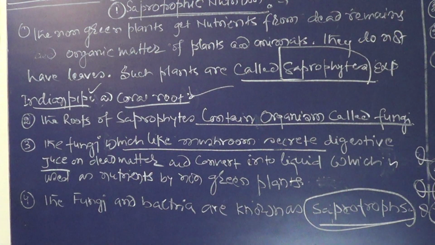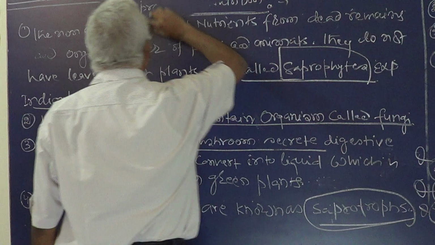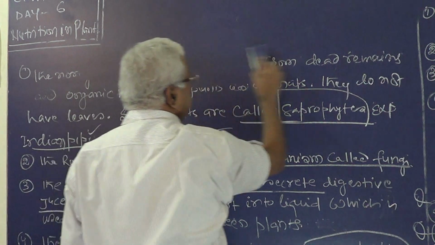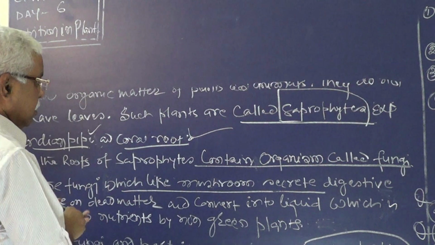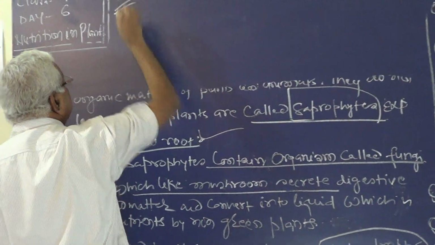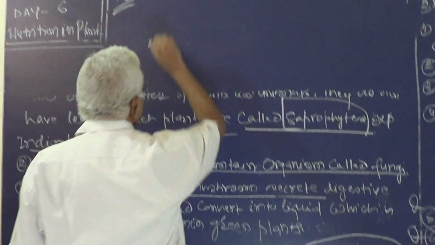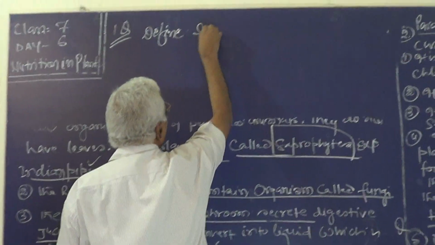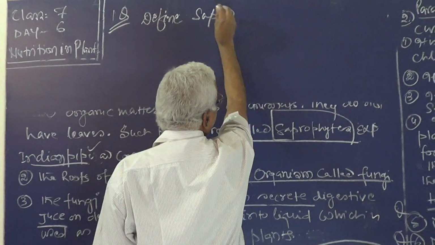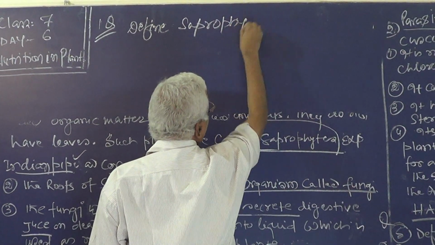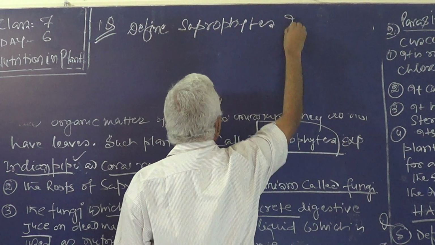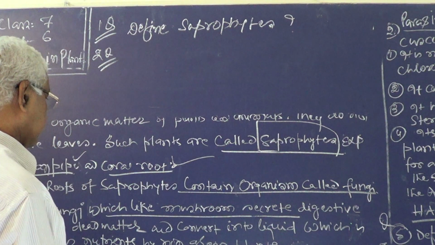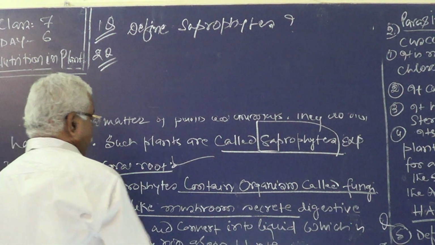I have given you the notes. Now you can read and write my question and answer. Without writing, it is not possible to understand. Question number 1: Define saprophytes. Question number 2: Saprotrophs.